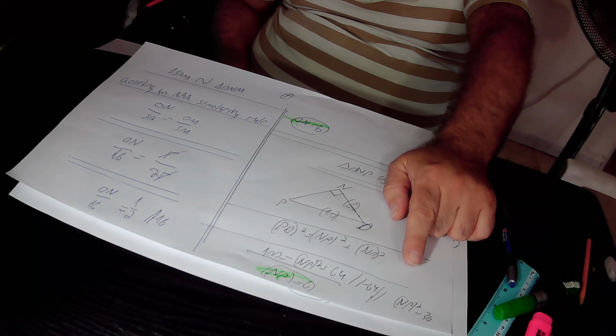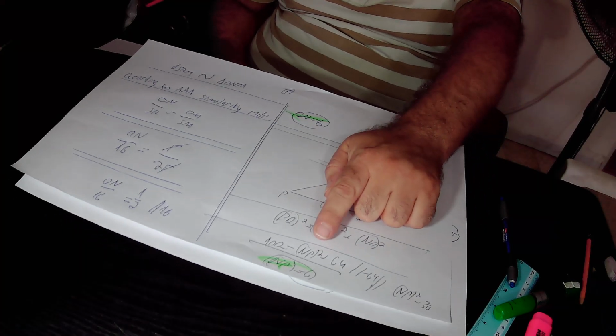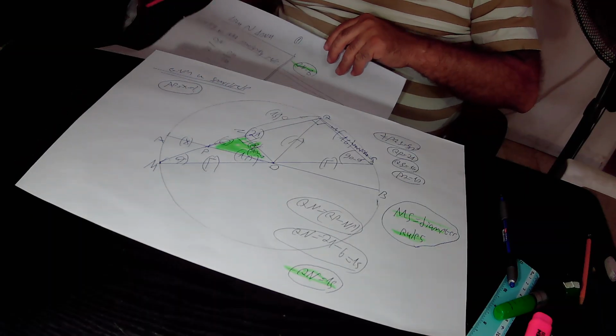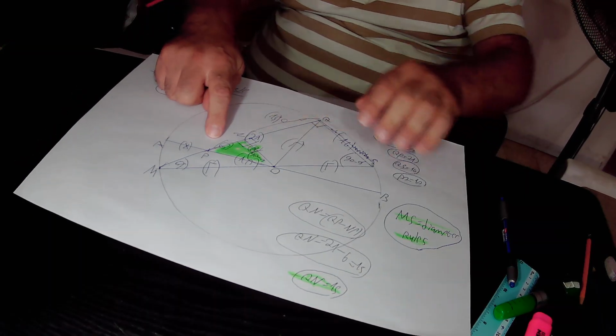Here we took the root of this equation and found that NP equals the square root of 36, that is 6. So we found that the missing side NP is equal to 6 units in length.